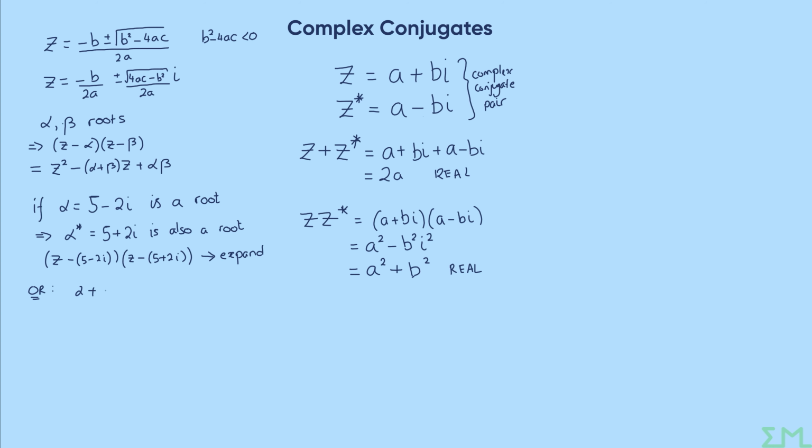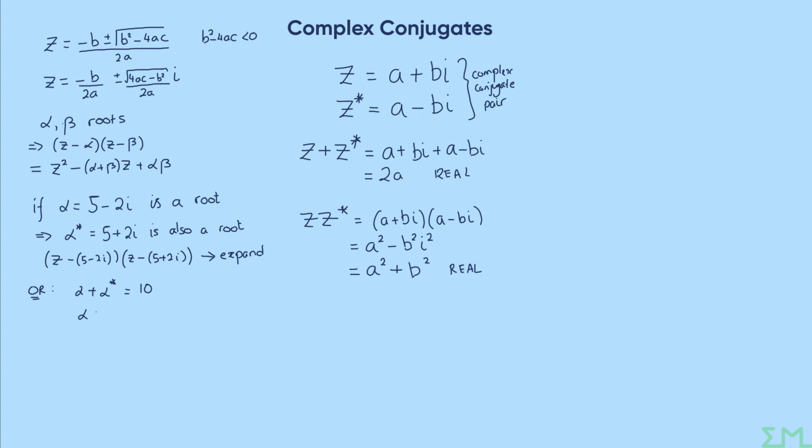So alpha plus alpha star, if we sum these conjugate pair roots together, we know we're going to get two lots of the real part, because then the imaginary parts will cancel out. The minus 2i and the plus 2i will cancel out. So that's going to be 5 plus 5, which is 10.